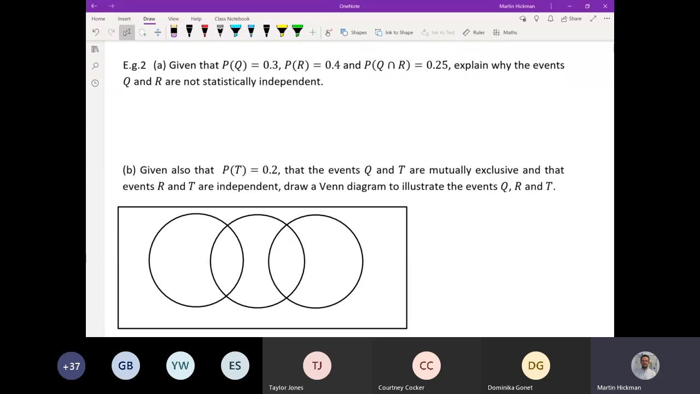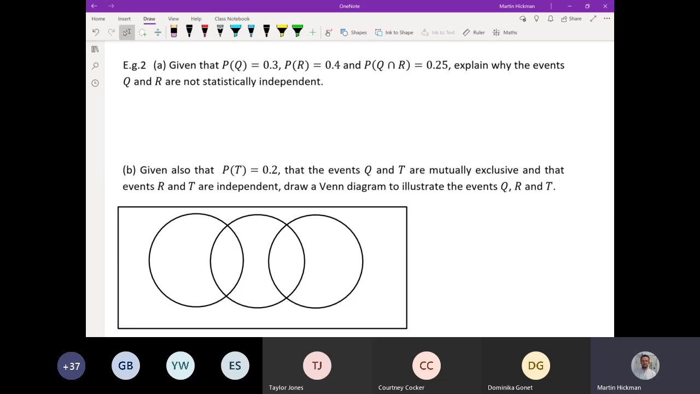So moving on to example 2, we're told that the probability of Q is 0.3, the probability of R is 0.4, and the probability of Q and R happening is 0.25. And we're going to explain why these events Q and R are not statistically independent.